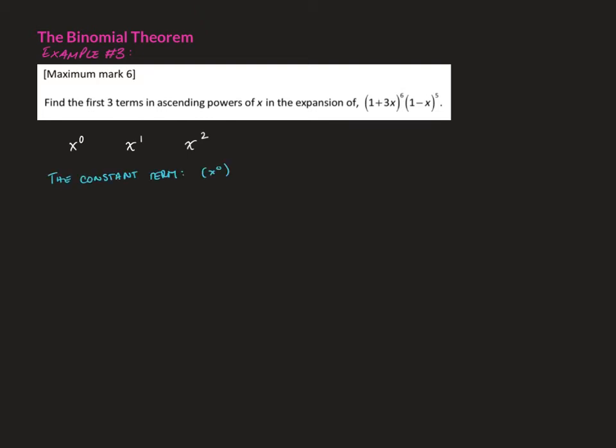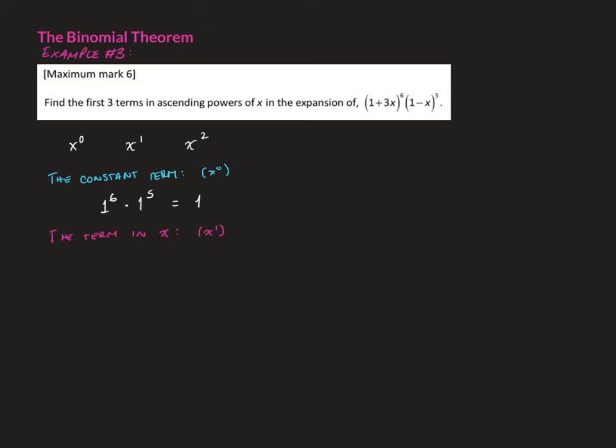To find the constant term, we need to find the constant term of the first binomial and multiply it by the constant term of the second binomial. So for the first binomial, the constant term is 1 to the power of 6. For the second binomial, it is 1 to the power of 5. So the constant term in the product is going to be the product of both of these terms, and that is 1.